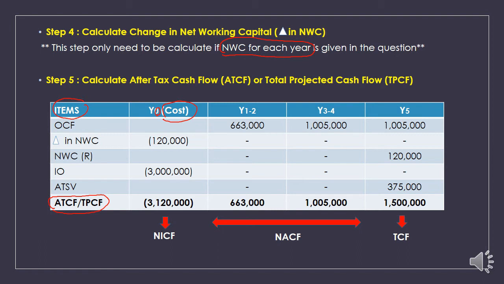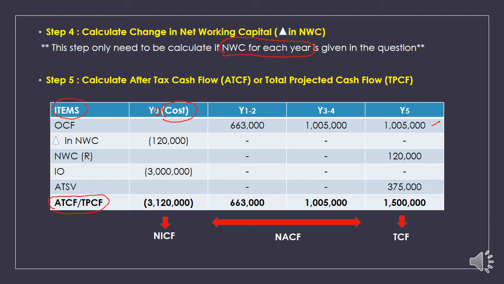To complete this table, the first item is OCF, so you just include the OCF that you already calculated in step number 3. OCF for year 1 until year 2 in step number 3 is 663,000. And the OCF for year 3 until year 5 that you calculated in step number 3 is 1.5 million. So just include the information here under OCF.